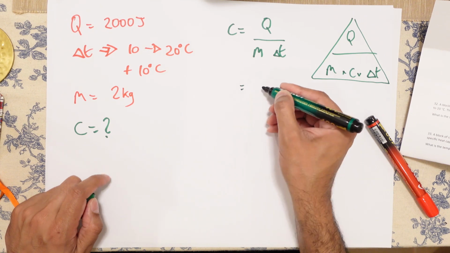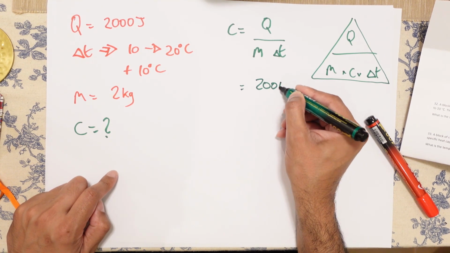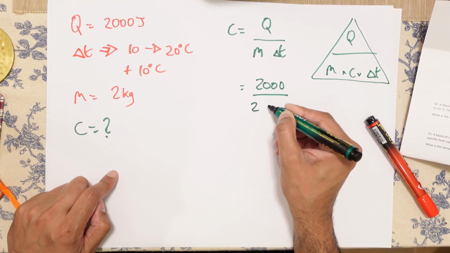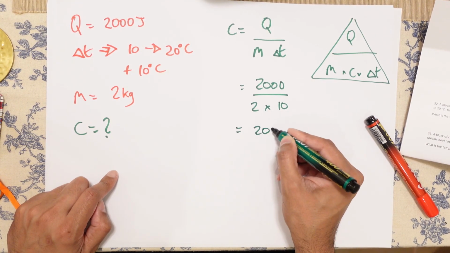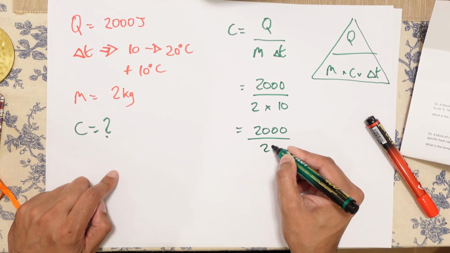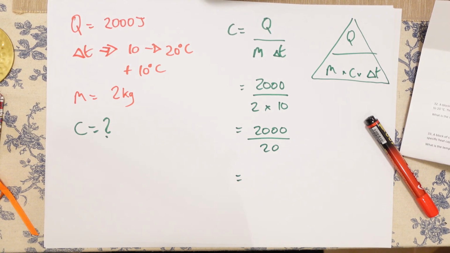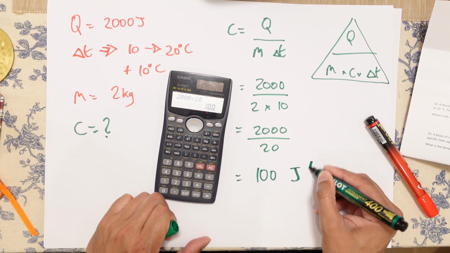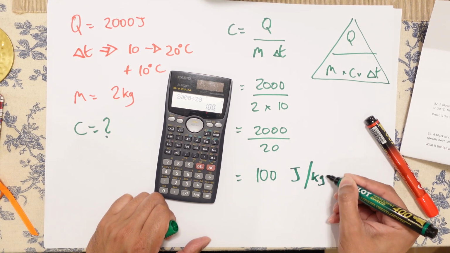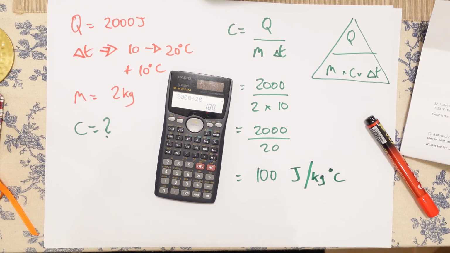So let's just put in the numbers. So it's 2,000 for Q, mass is 2, and that's 10. So that's the same as 2,000 divided by 20. And that gives us 100 joules per kg degrees Celsius.